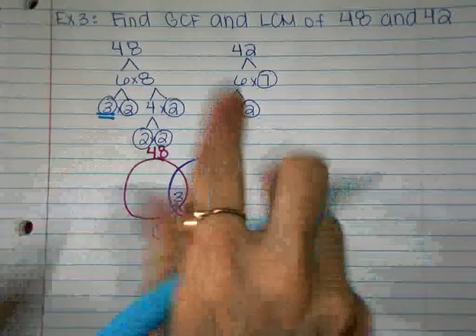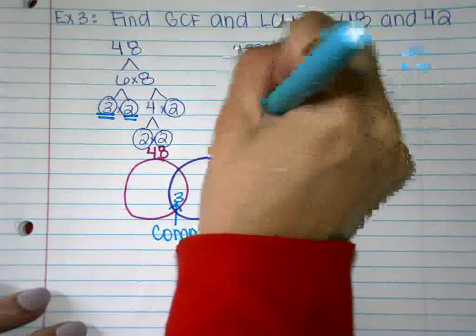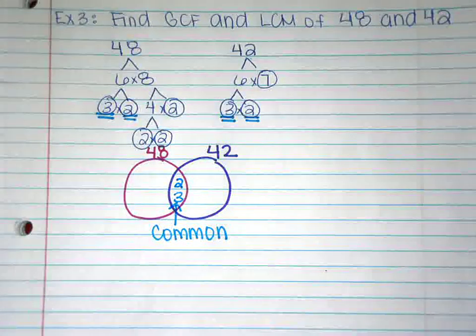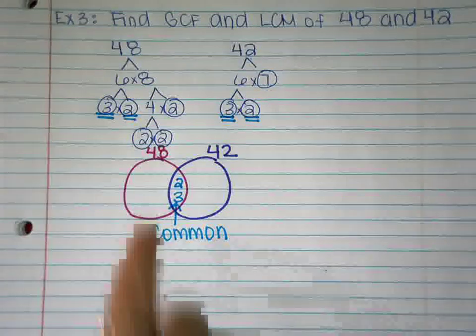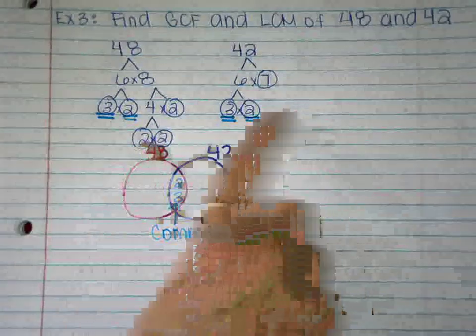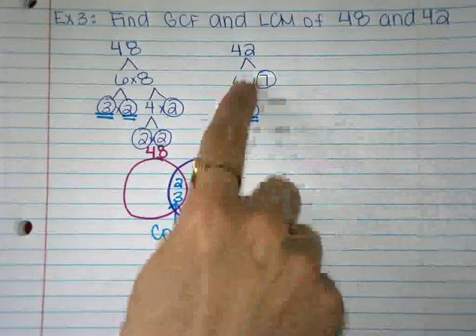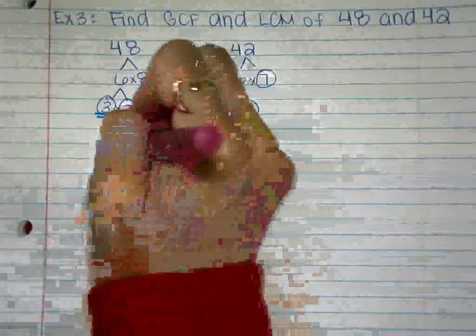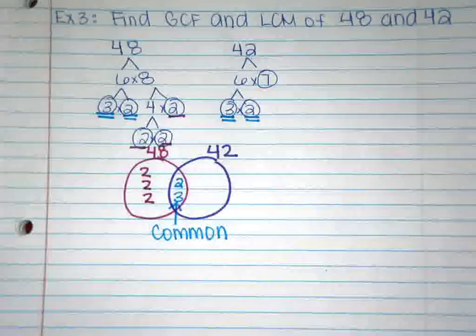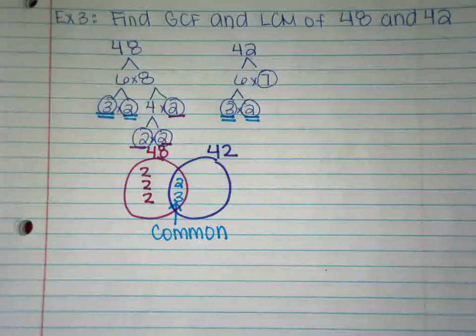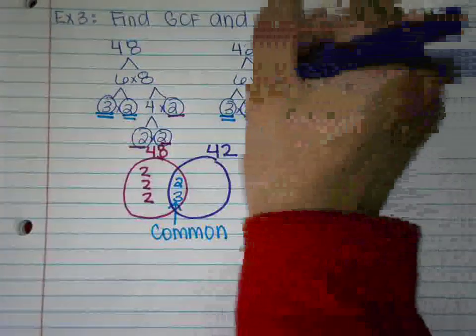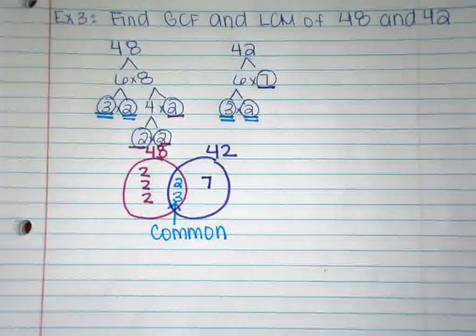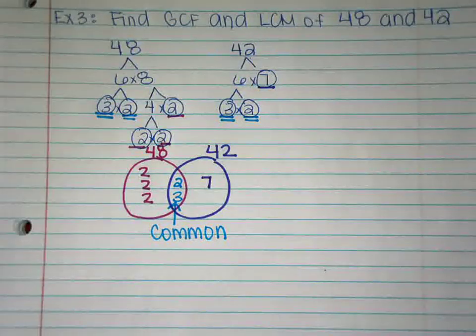I have a 2 and a 2, so I'm going to underline my 2's, and I'm going to write it in my common place. However, I do not have a 2, 2, and a 2. There's no more 2's over here, which means I need to write all 3 of these 2's under 48. I have to have all 3 of them there because they are 3 separate 2's. And then I don't have any 7's that match, so that 7 needs to go with that 42.